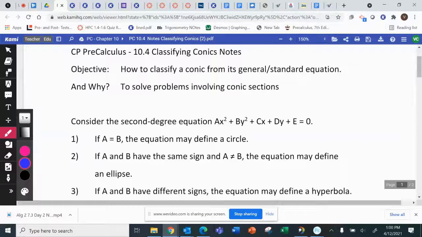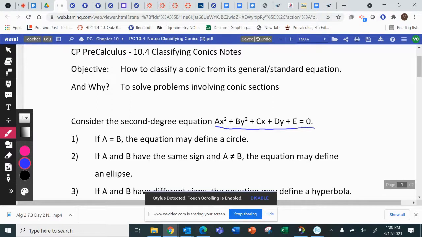So we're going to classify conics. And that means we're going to look at the equation all multiplied out like this, or it could be in the standard graphing form. But we're going to look at it. We're going to know what picture it would make when we graphed it. So there's a few hints.